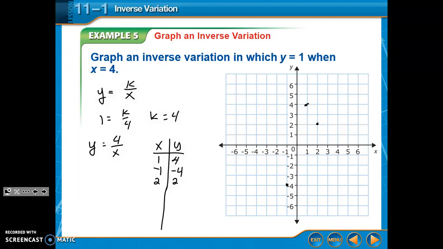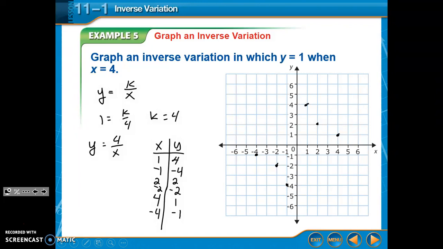If I were to put in negative 2, I would get negative 2 because 4 divided by negative 2 is negative 2. So it would be that point there. If I were to put in 4, 4 over 4 is 1. If I were to put in negative 4, I would get negative 1. So I have the point 4, 1, and negative 4, negative 1. So I can see that this is kind of the shape that it's taking.